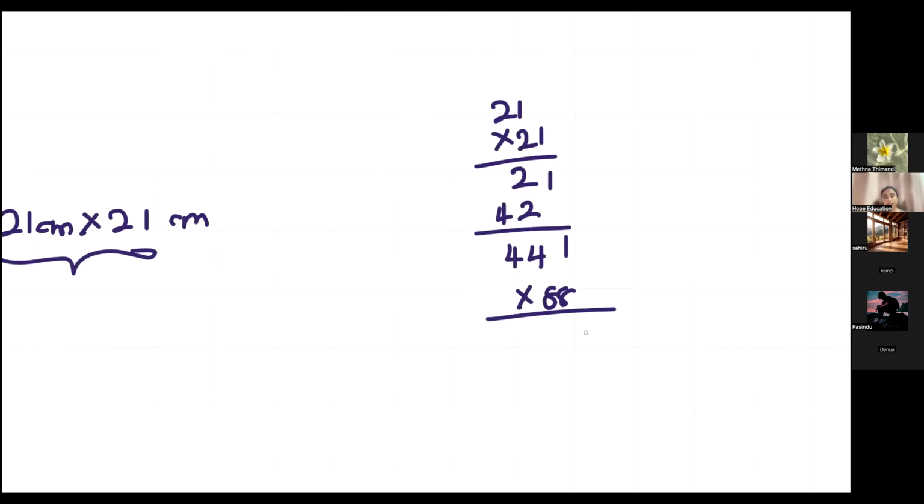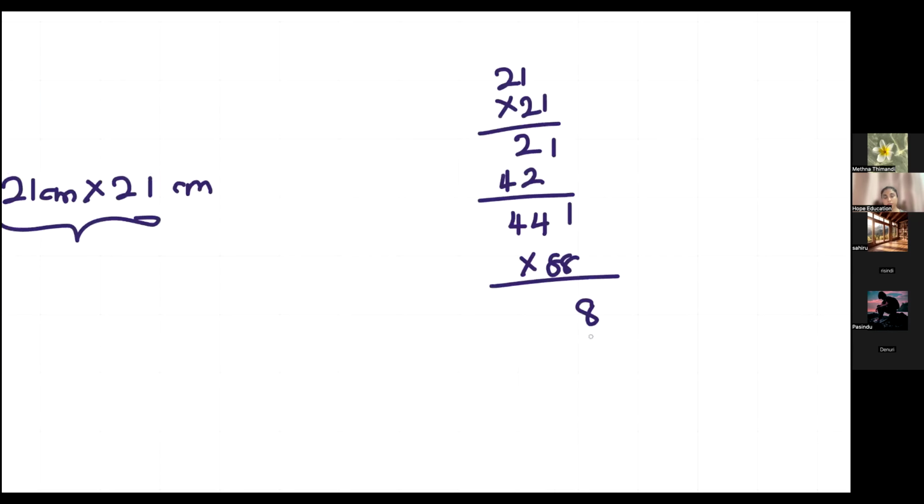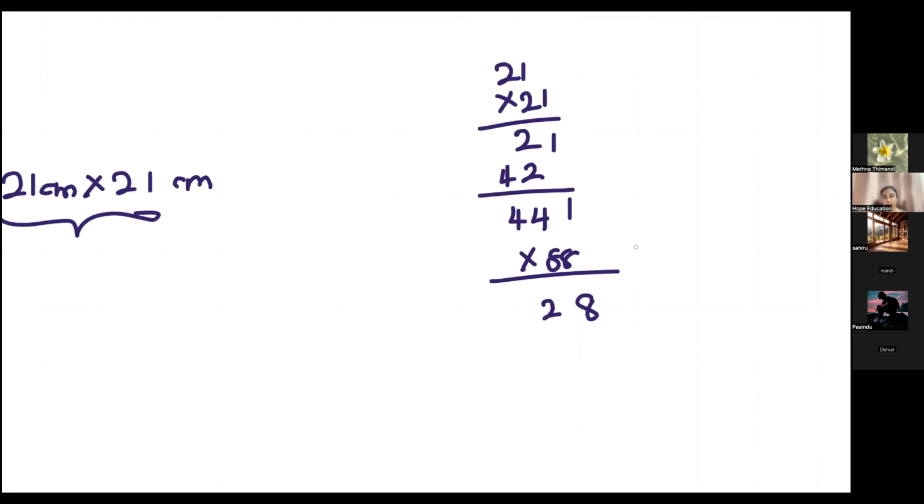8 times 1 is 8. 8 times 4 is 32. 8 times 1 is 8. 8 times 4 is 32. 2 and 3 remaining. 8 times 4 is 32, 33, 34, 35.